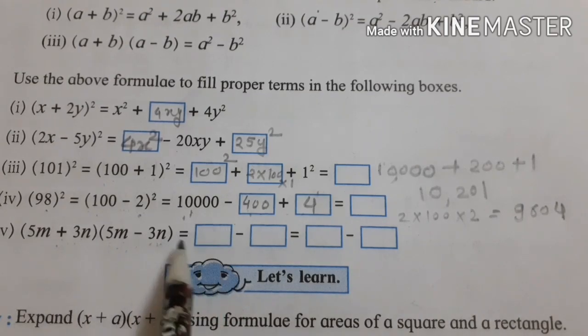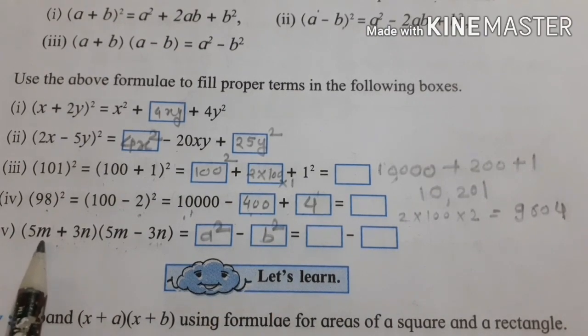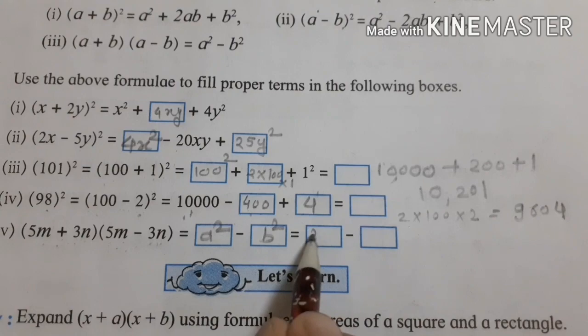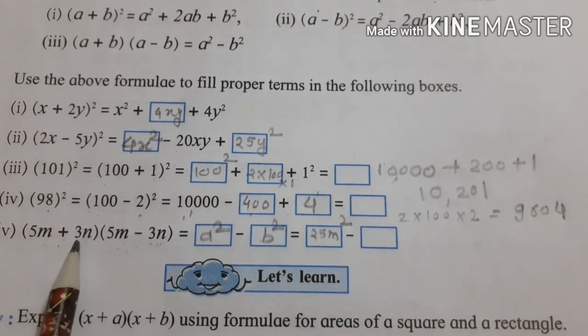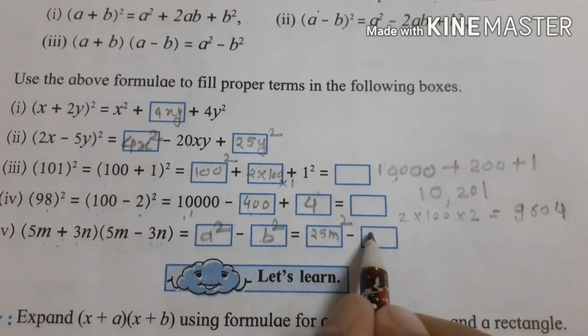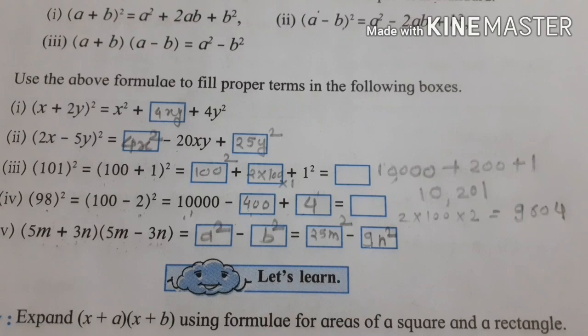Then our formula is (a plus b)(a minus b) equals a square minus b square. Now what is a? 5m. 5m square is 25m square. And the second term is 3n. What is 3n square? 9n square. In this way we solve this example.